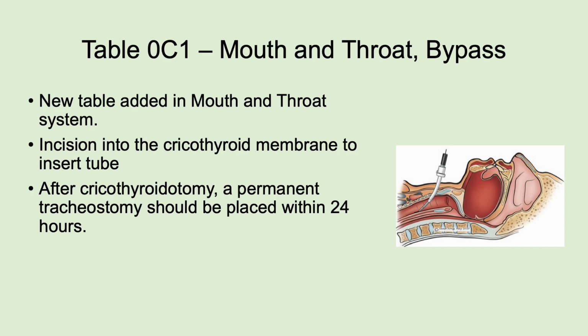So let's look at table 0C1 in the mouth and throat. This is also a bypass. So we have a lot of bypass and transfer procedures. So this is a completely new table added in the mouth and throat system. So an incision is made into the cricothyroid membrane to insert a tube. After the cricothyroidotomy, a permanent tracheostomy should be placed within 24 hours.